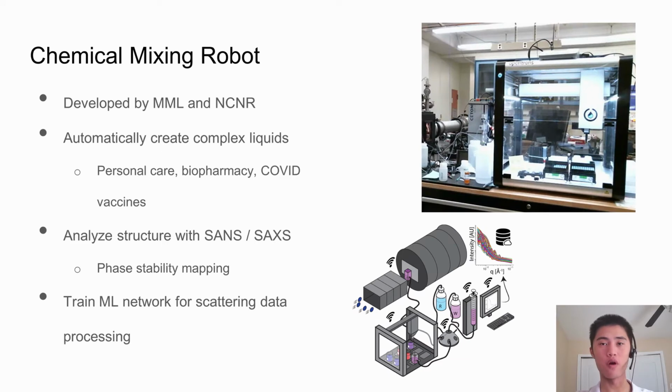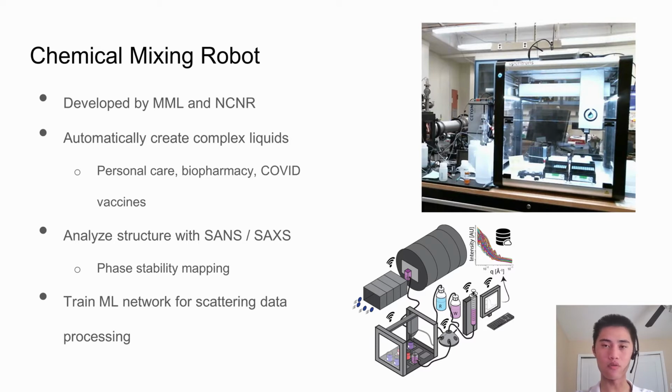My project involves a robotic chemical mixing platform, shown on the right, that is being collaboratively developed by the Material Measurement Lab and the NIST Center for Neutron Research. This platform is used to automatically create complex liquid mixtures with relevance to industries from personal care products to biopharmaceuticals and even COVID vaccines, and then analyze the structure of those mixtures using small-angle neutron scattering, SANS, and/or small-angle X-ray scattering, SAXS, for phase stability mapping.